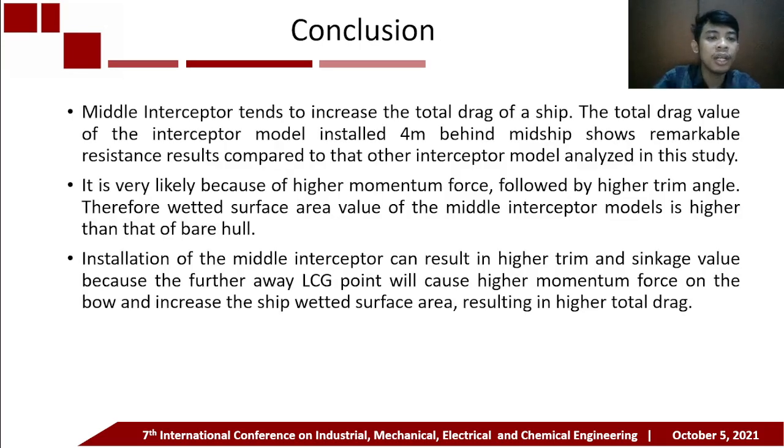Here is the conclusion. The middle interceptor tends to increase the total drag of the ship. The total drag value of the interceptor model installed 4 meters behind midship shows a remarkable resistance result compared to the other interceptor models analyzed in the study. Point 2: it is very likely because of a higher moment force followed by a higher trim angle. Therefore, the wetted surface area value of the middle interceptor model is higher than the bare hull. Point 3: installation of the middle interceptor can result in higher trim and sinkage value because a point further away from LCG will cause higher moment force at the bow and increase the ship wetted surface area, resulting in higher total drag.